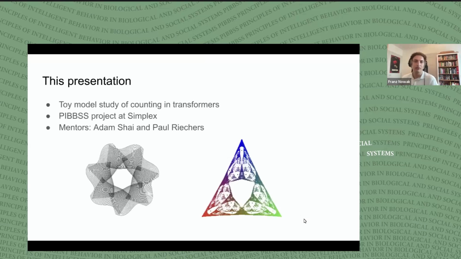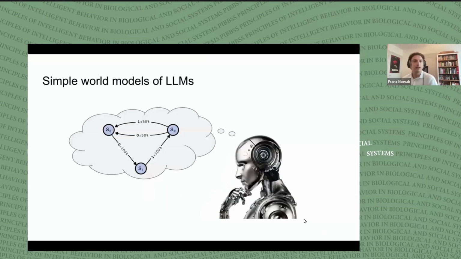So this is a presentation of the results from a time module study on counting in transformers. That is the result of the PIBBSS project at Simplex with mentors Adam Shai and Paul Riechers. This is in the context of trying to understand language models as world models. And a very simple way of modeling the world is to have states and then transitions between the states.